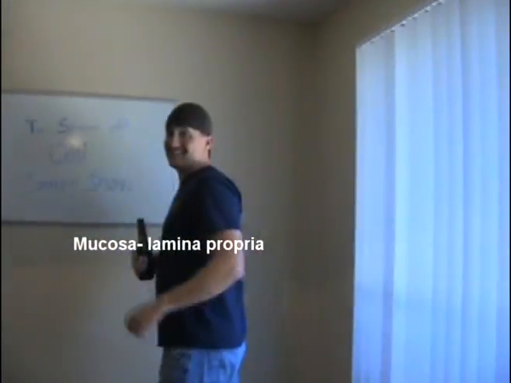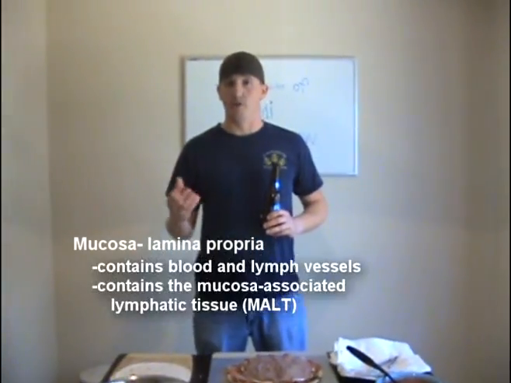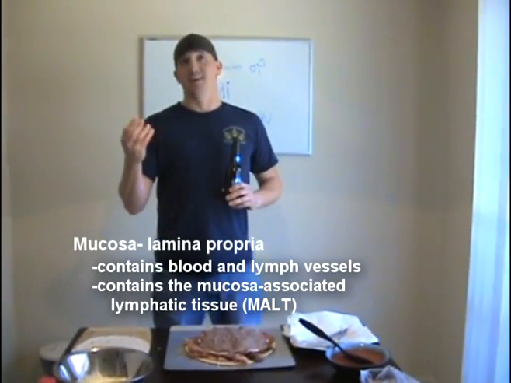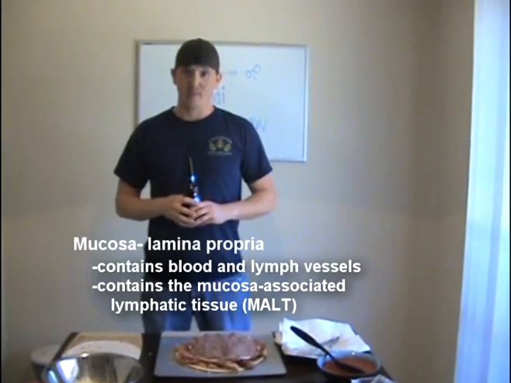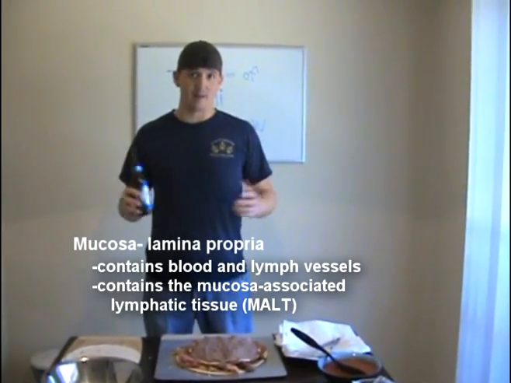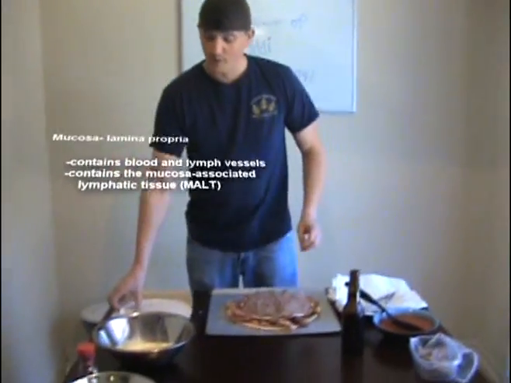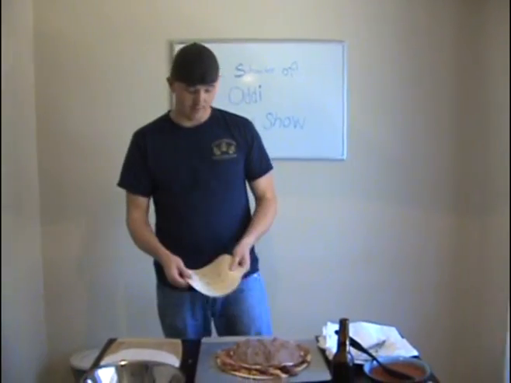So our next layer we're going to talk about is the lamina propria. This layer is very important. It contains many blood and lymph vessels. It also has your MALT. Your MALT is your mucosa-associated lymph tissue. Very important. Helps fight bacteria, right? Anyways, we're going to use this next tortilla to show lamina propria.